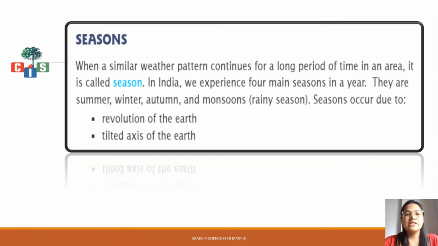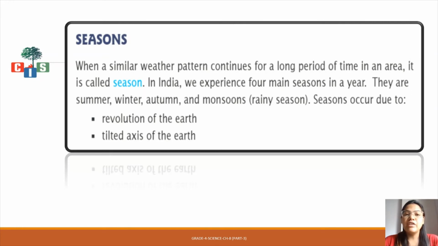Okay, now we will study about seasons. Yes, we have different seasons. So now let us study how different seasons occur. When a similar weather pattern continues for a long time in an area, it is called a season. In India, we experience four main seasons in a year. They are summer, winter, autumn, and monsoon. So in India, the four main types of seasons are summer season, winter season, autumn, and monsoon.